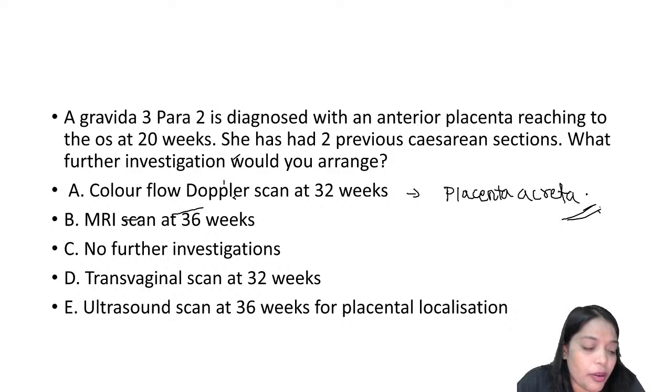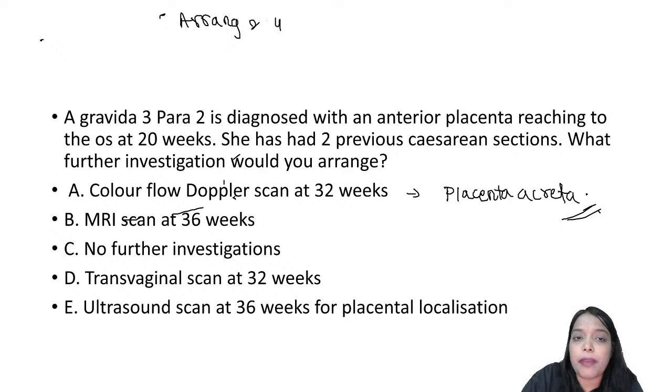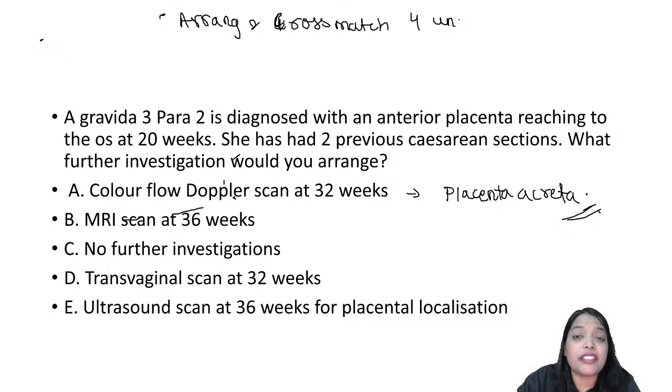Harpreet, do you want to try? How do you want to manage this patient? What is the first thing you will do? You will plan for elective LSCS again. First, know her blood group, arrange and cross match 4 units of blood. Because I have increased risk of PPH, so I have to be ready with blood, right?